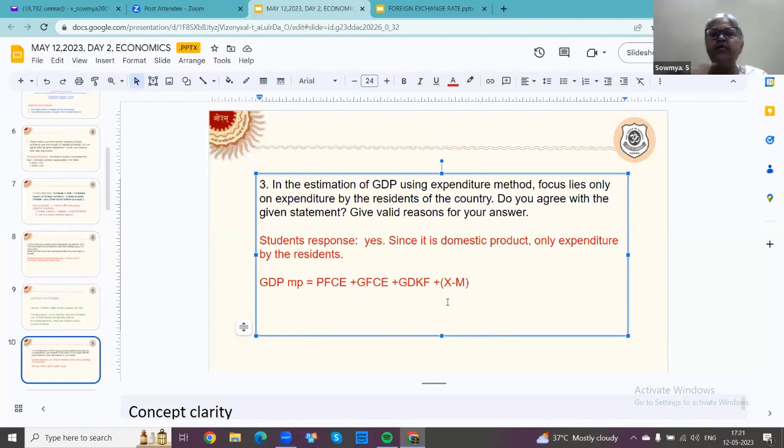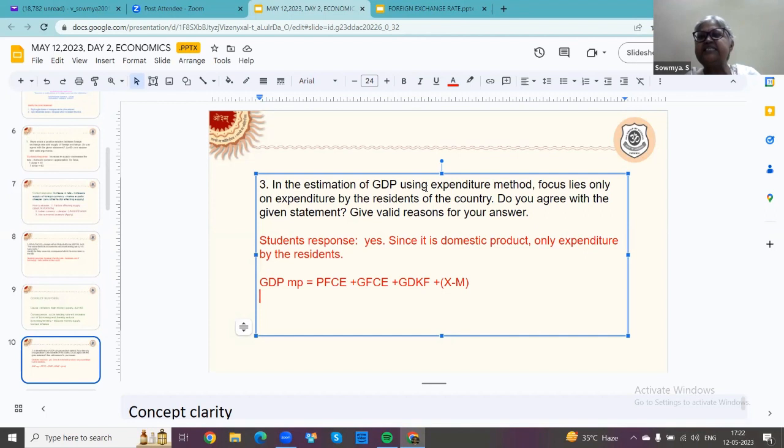So the child is expected to write these components, and though they need to explain very briefly about each one, PFC, GFC, GDKF, in one or two lines they can write. And this is a major part where they need to concentrate on the X minus M. Fine. So the X portion refers to the domestically produced products, but then it is bought by the rest of the world, correct? It is bought by the foreigners. So that means expenditure is undertaken by the foreigners on the locally grown products.